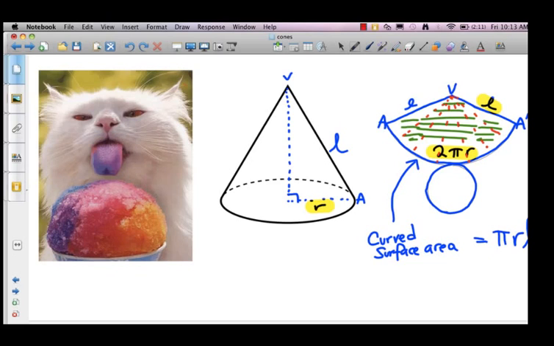Now if we want to talk about the total surface area of a cone, then we not only need to look at the curved surface area, but also at the circle that accompanies it. And the circle we know has an area of pi r squared. So then the total surface area of a cone is going to be pi r L plus pi r squared.